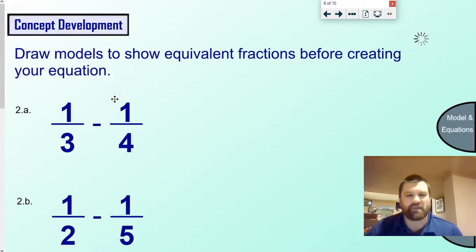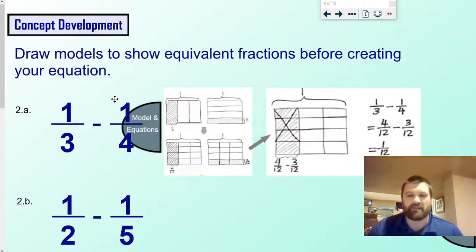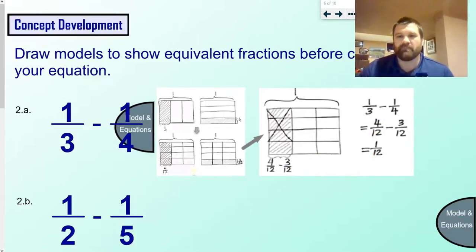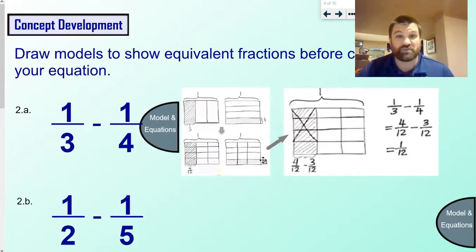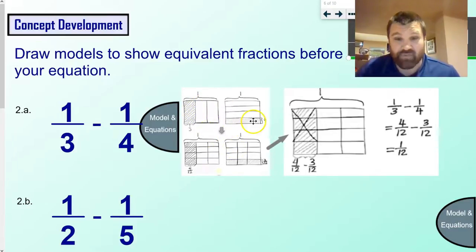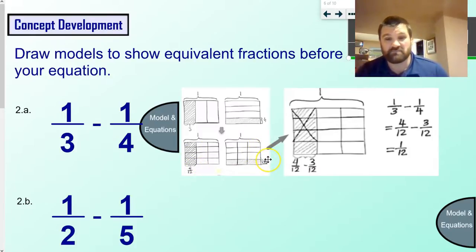So let's see. 1/3 minus 1/4. Modeling equations. Go. So hopefully you drew something similar to this, where you started with 1/3 and you started with 1/4. Easy. They did this, right? Boom, boom, made it into thirds. Boom, boom, boom, made it into fourths. Now they're equal fractions. You end up with 4/12 and 3/12.